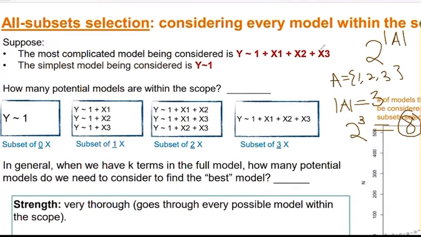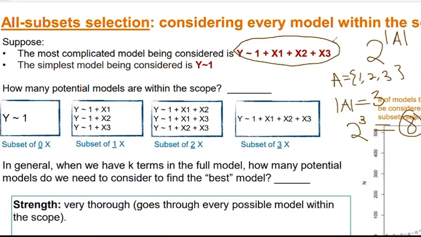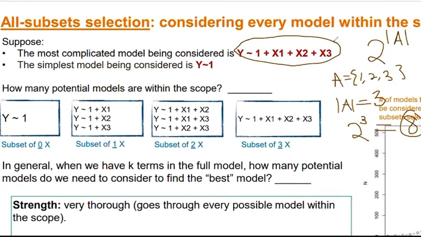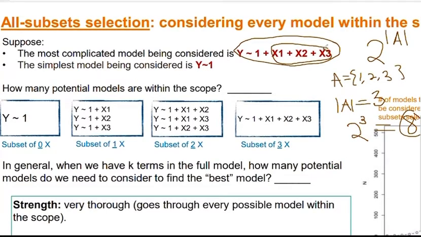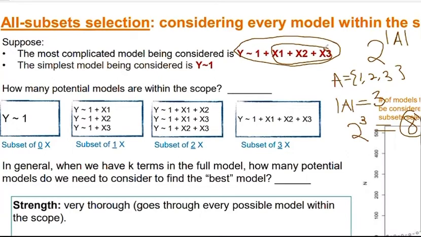Okay, now we want to apply that to this. You have 3 independent variables, x1, x2, x3, and you now want to consider what we call subset selection, and see how many models are within that framework. You're going to apply the idea of the power of a set here, so it's going to be 2 raised to the power of the number of independent variables. How many independent variables do you have? You have 3, right? So we're going to have 8 models.